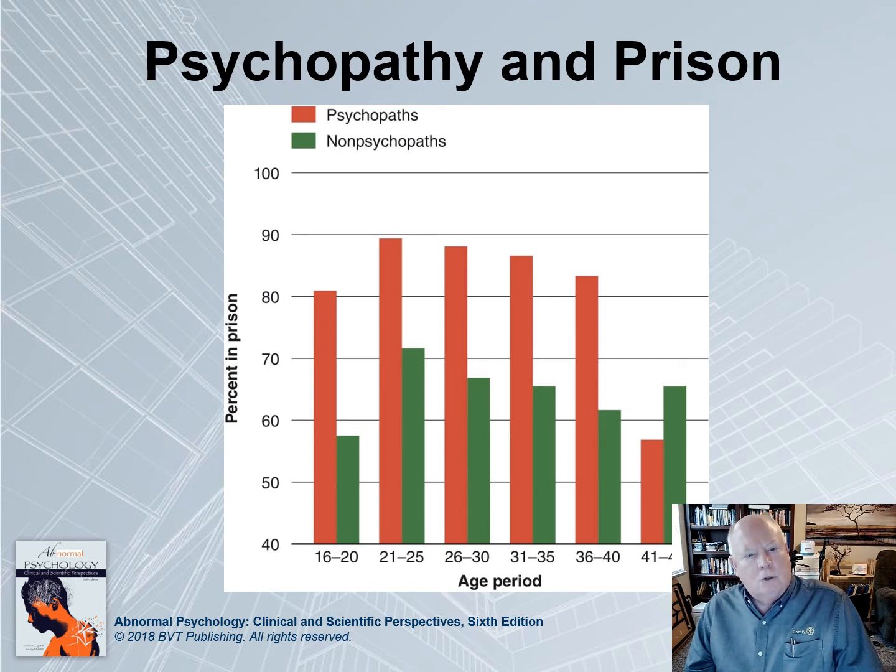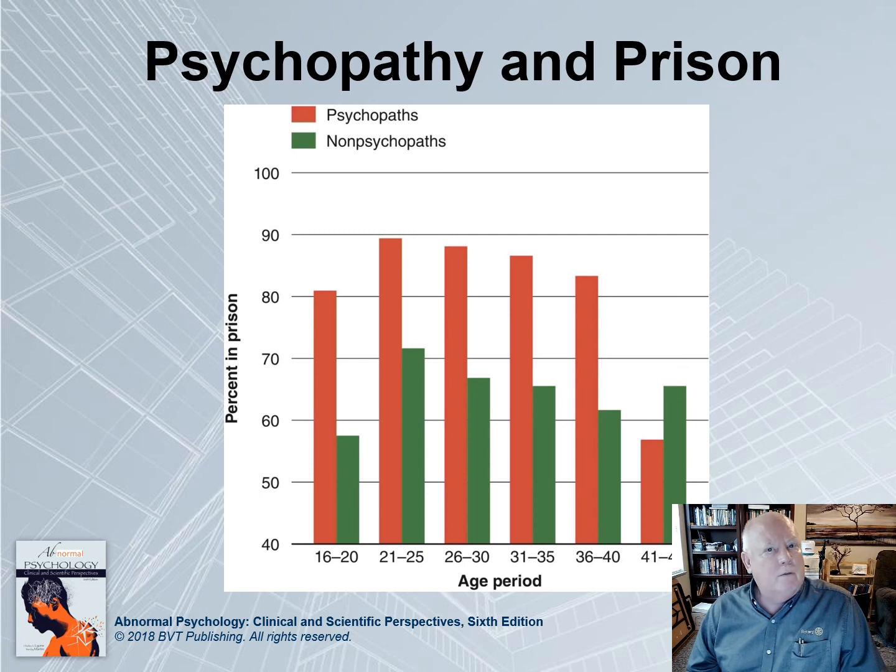This slide shows the ratio of psychopaths to non-psychopaths at various age groups within a prison population. What you'll notice is young psychopaths get into trouble a lot, largely because of their impulsiveness and lack of planning, and as a result they get caught and they go to jail. So most of the young prisoners tend to qualify as psychopaths. But as they age, they tend to be a little less impulsive and therefore are less represented among prison populations.